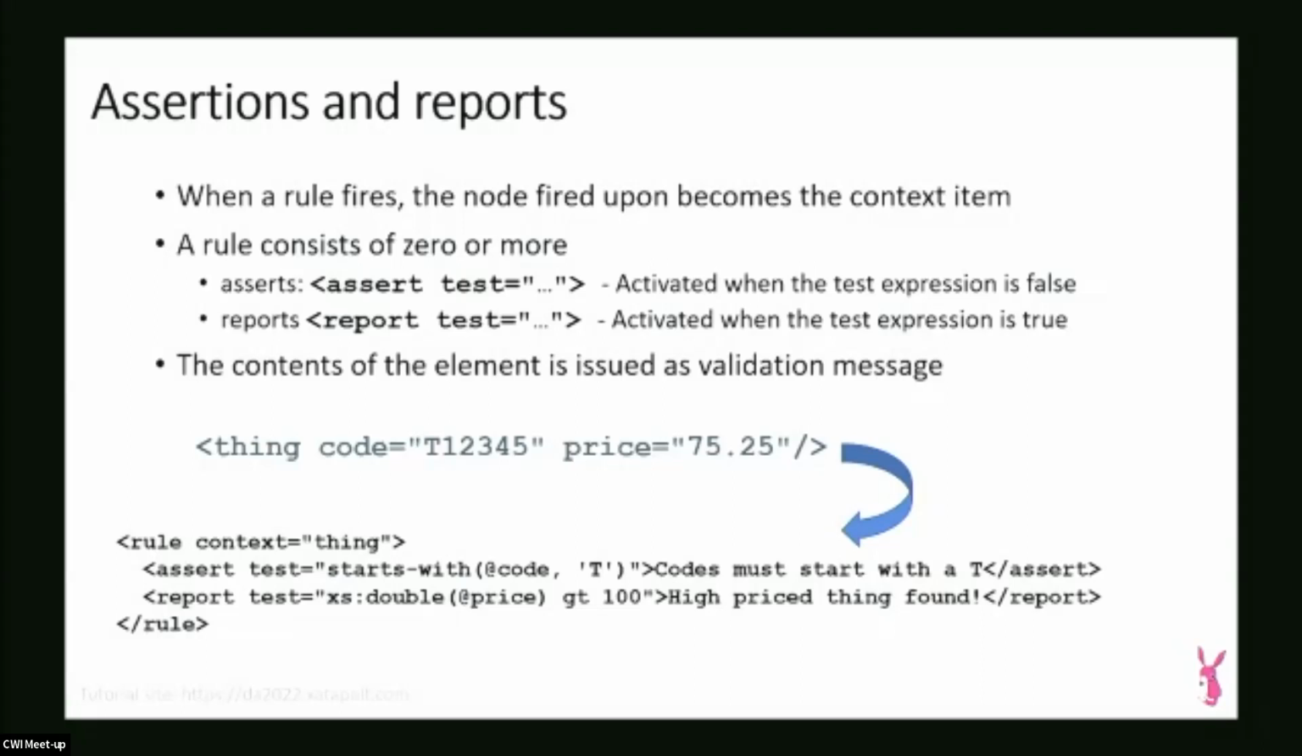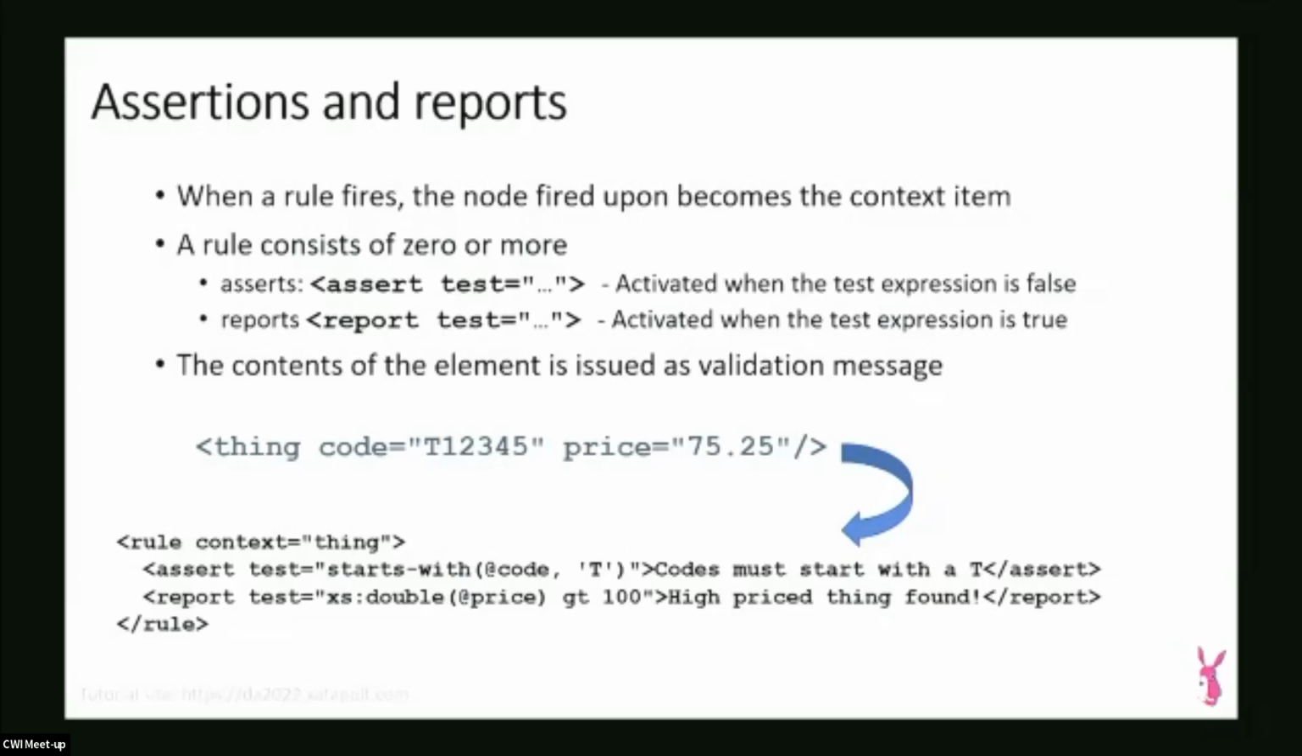All asserts and reports in a rule will get tested when a rule fires. So it's not only the first one, but all of them. The contents of the assert or report element will be issued as the message. So you write your message, the error message, the report message there yourself.